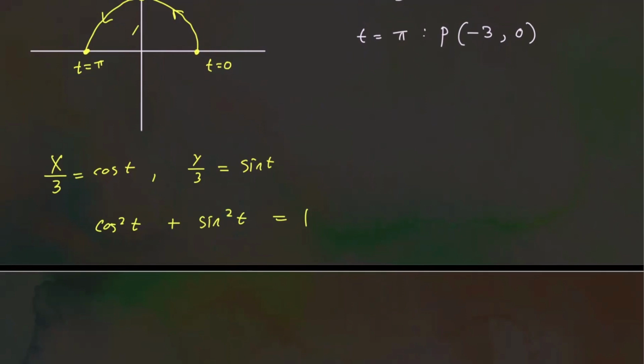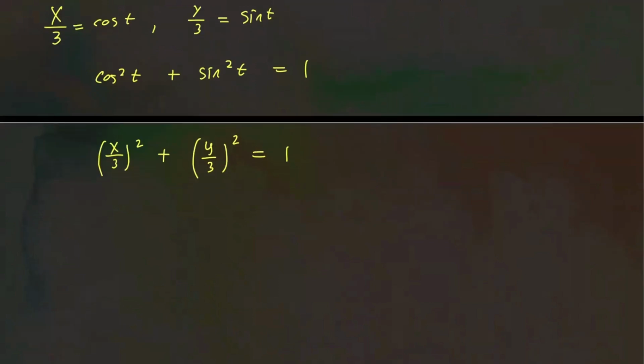So I'm going to substitute. Now I know cosine t is x over 3, so I'm going to substitute that right here and then square it. So you'll have (x over 3) squared. Sine we know is y over 3, and we're going to square it. So (y over 3) squared is equal to 1. Just simplify that. We get x squared over 9 plus y squared over 9 is equal to 1. Let's multiply both sides by 9. You'll have x squared plus y squared is equal to 9. So there you have it.